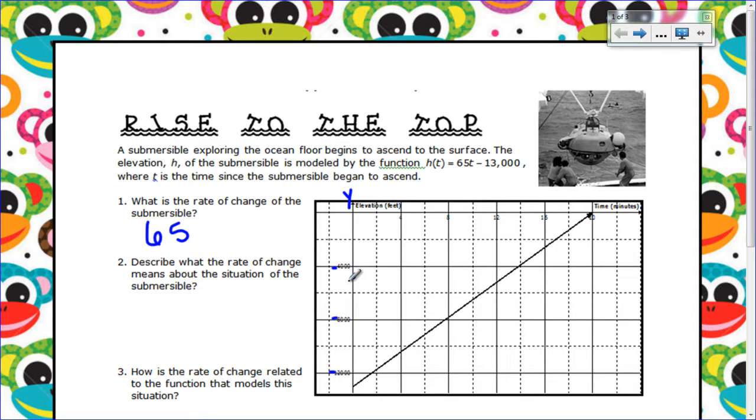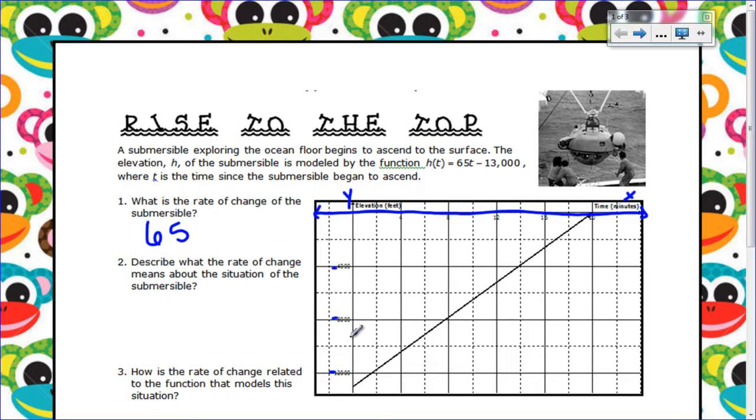Feet underwater. Over here it says time in minutes. Well, this is referring to the x-axis. The x-axis is actually right here instead of at the bottom, because your submersible started below the water and is moving up here to the surface of the water. So the x-axis would be the surface.